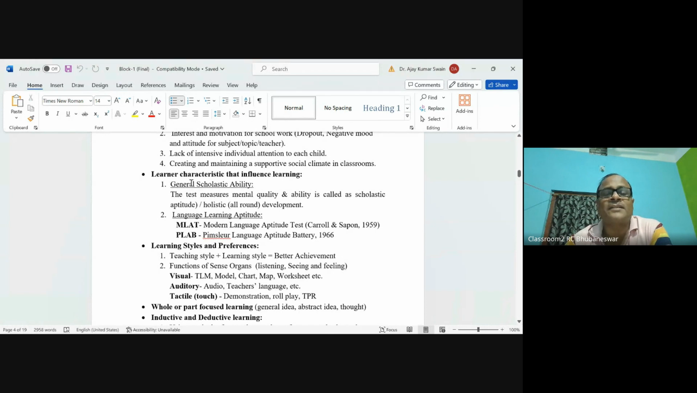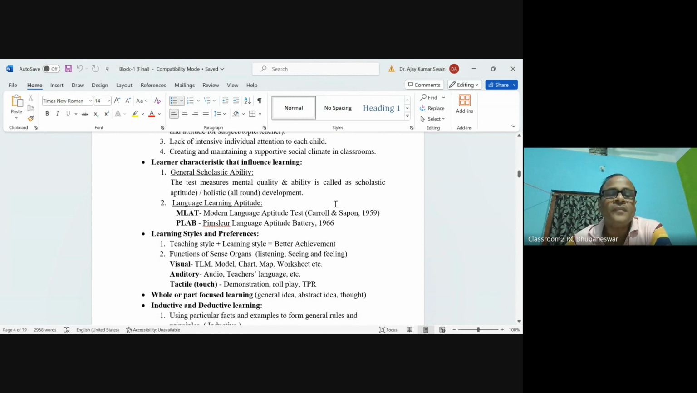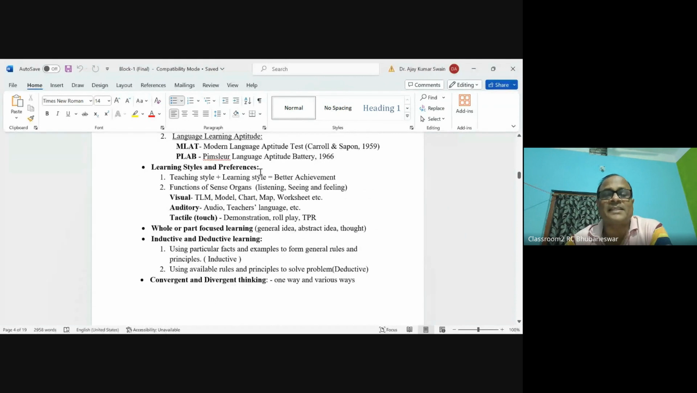These are the characteristics of learners that influence learning of the child. Learning styles and preferences. Teaching style plus learning style is equal to better achievement. Teaching style means using different tools, techniques, materials. The teacher will present the teaching learning material, and the learner will learn. If that style is innovative, then automatically better achievement can be the result.